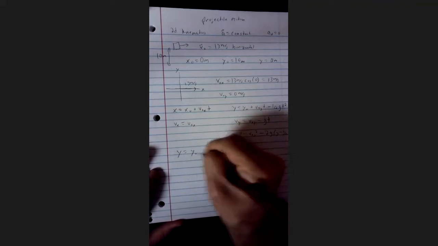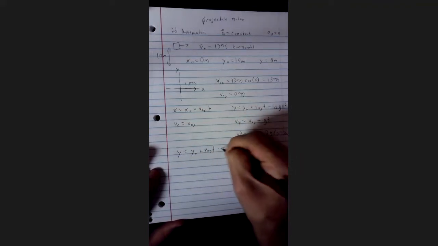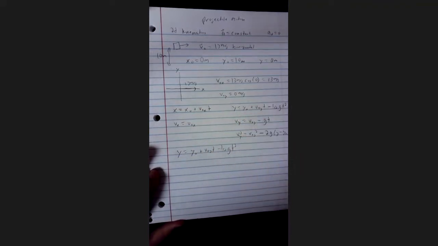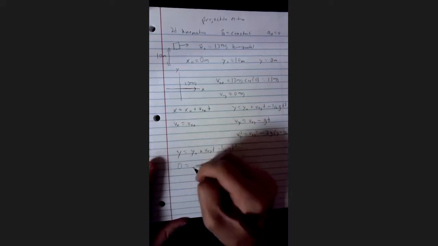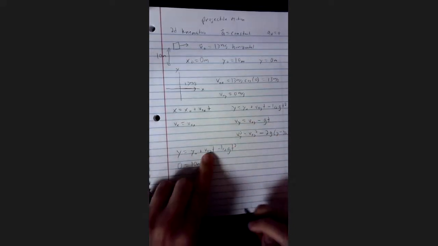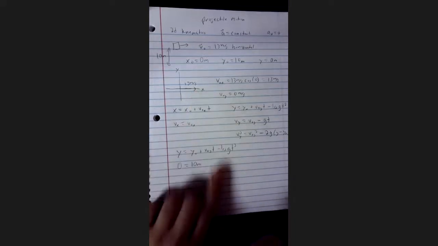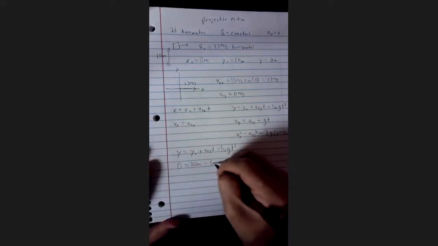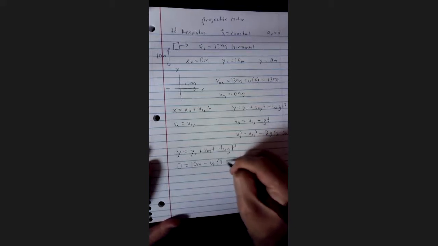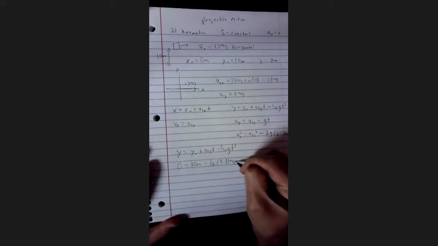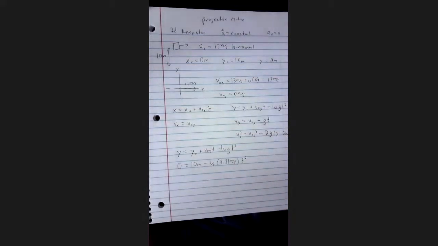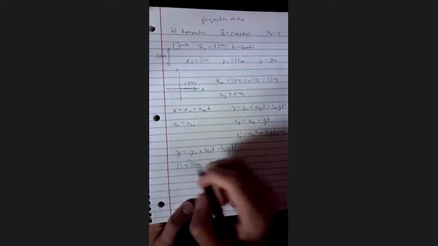So y is equal to y naught plus v naught y t minus 1/2 g t squared, okay? And now we'll plug in what we know. So when it hits the ground, it's at 0 meters. It's initially at 10 meters. There is no initial y velocity because it was all horizontal, so this term isn't there. And then we know that g is 9.81 meters per second squared times time squared. Now we can solve for this.